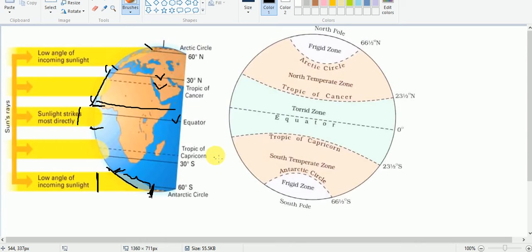Because of this reason, we find high temperature along the equator, and temperature decreases as we move away from the equator towards the poles. Like that, in the southern hemisphere also, as we move away from the equator, temperature decreases. So in this way, latitude affects the temperature of a place.